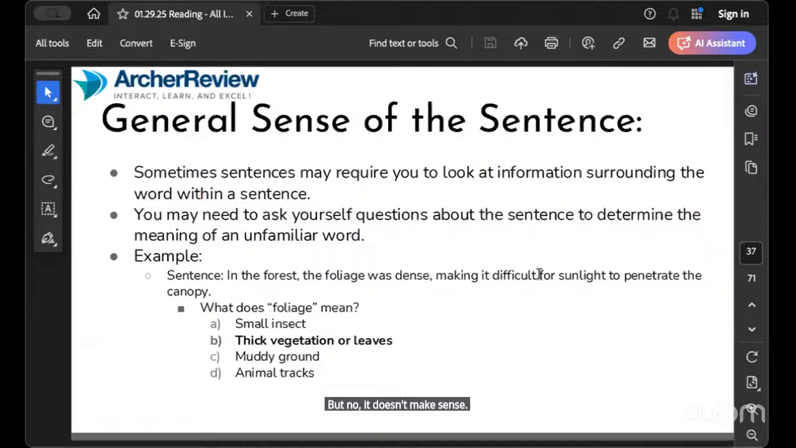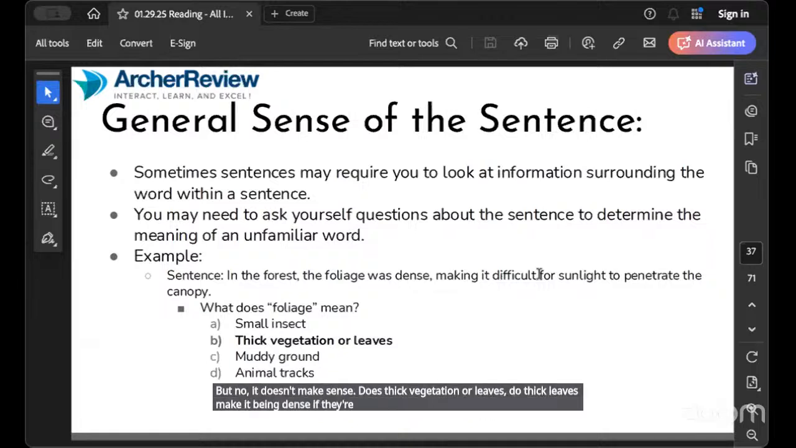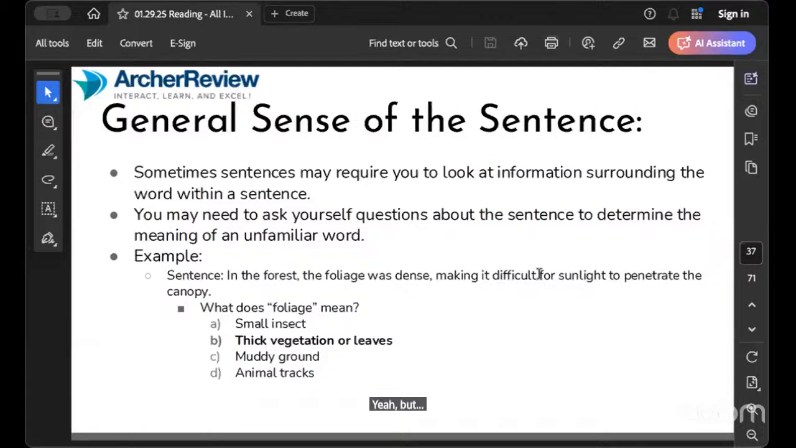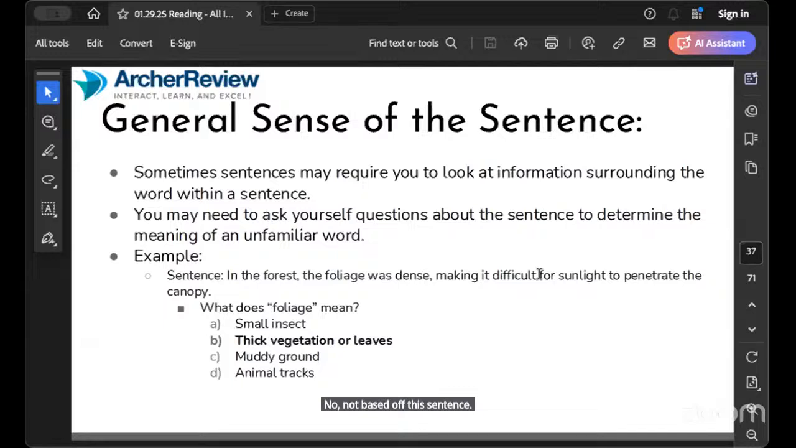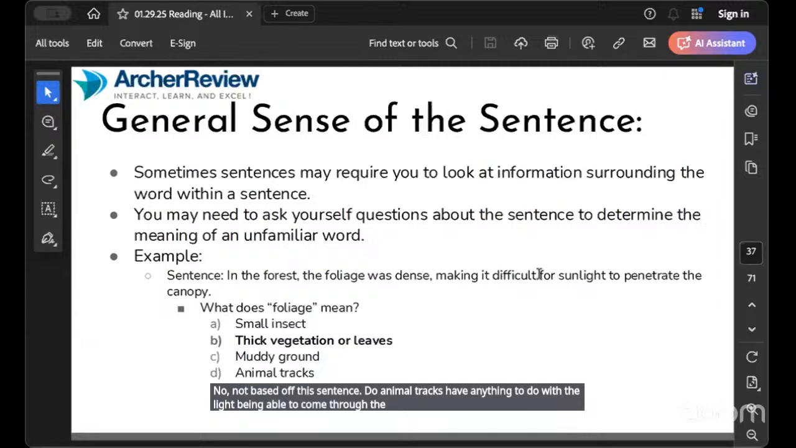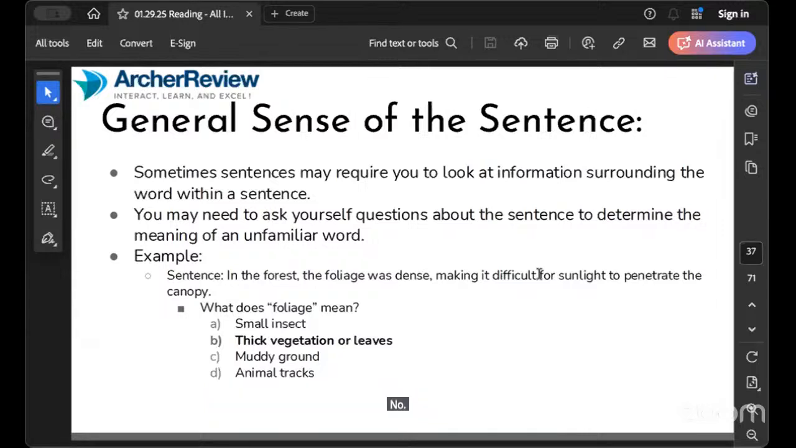Do thick vegetation or leaves make it dense? If they're thick leaves, they're dense. Does that make it difficult for light to come through the top of the trees with the canopy? Yeah. But let's keep on checking just for the sake of it. Does the muddy ground below you have anything to do with the light being able to come in up above you? No, not based off this sentence. Do animal tracks have anything to do with the light being able to come through the top? No. So B was the best answer. It is the correct answer. The thick vegetation or leaves.